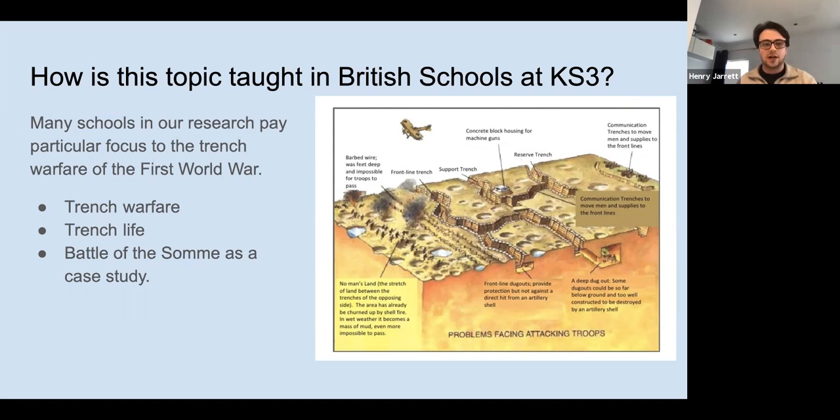There's a particular focus on trench life as well. So what were soldiers' experiences, British soldiers' experiences of the First World War, living in that trench, so looking up things like mortality rates, where they're getting fed, daily life. And then we found that a large percentage as well used the Battle of the Somme as a case study in looking at the British Army's leadership, looking at the failings and the lessons that were learned from that.